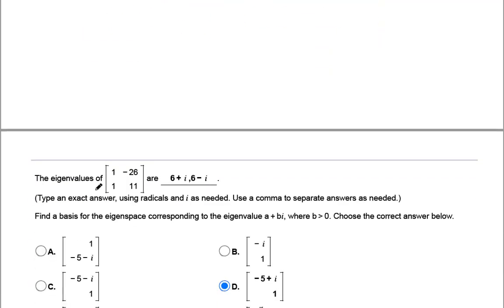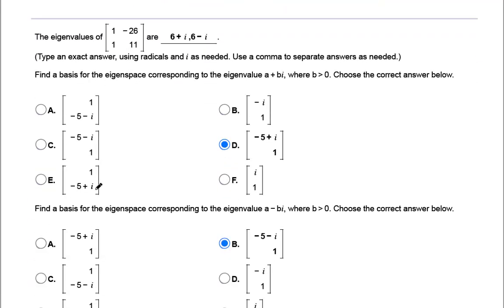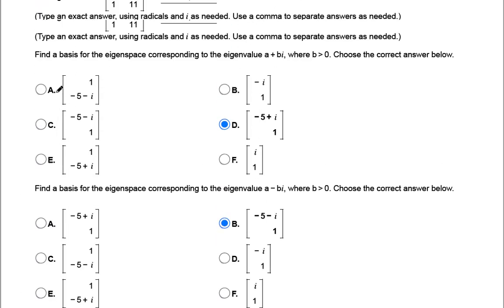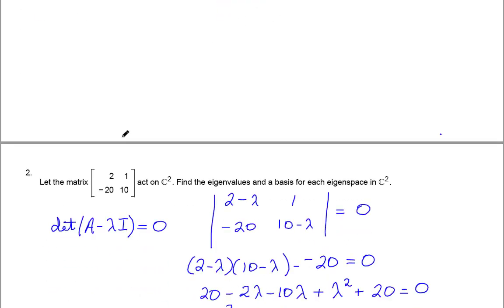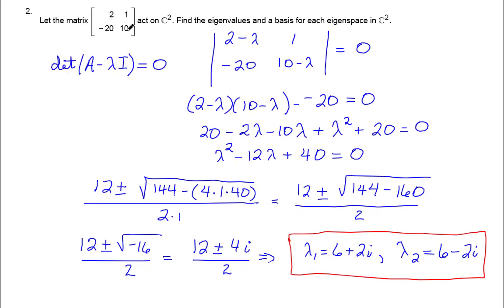All right. What about this particular matrix? We've got 1, minus 26, and 1 and 11. That's where they were showing us how to do it. That's what we had before. Okay. In question 2, we have a new matrix, 2, 1, minus 20, and 10.